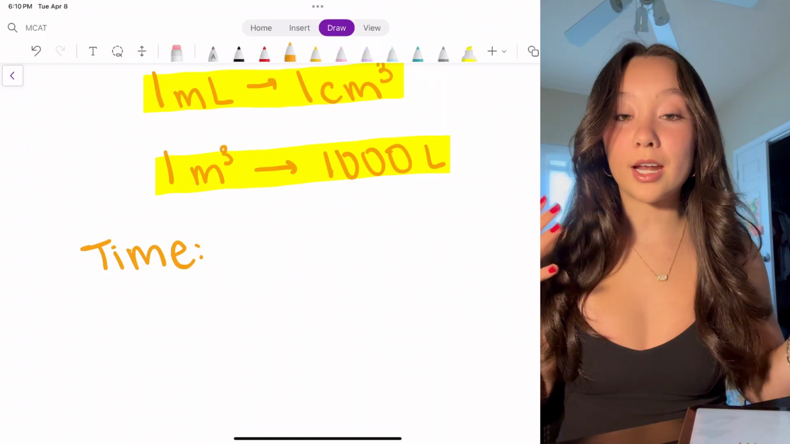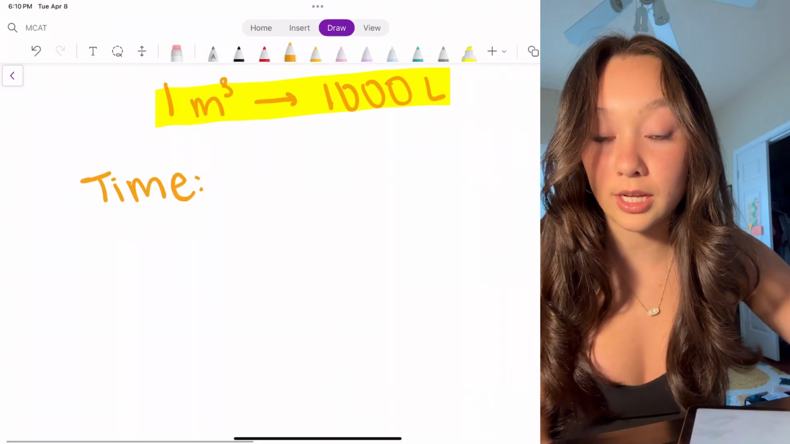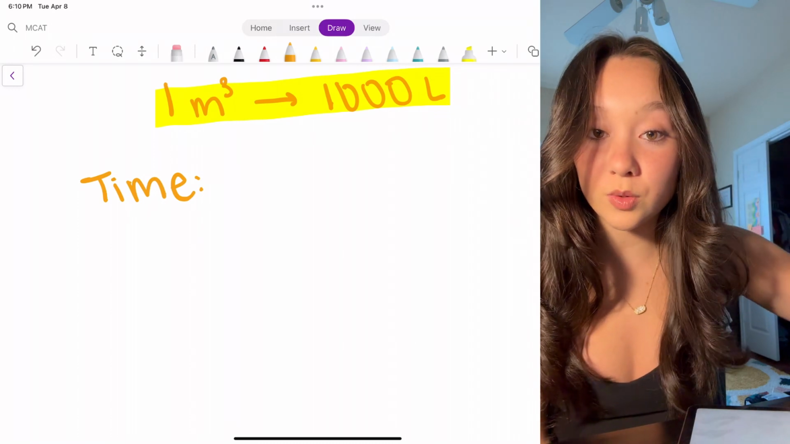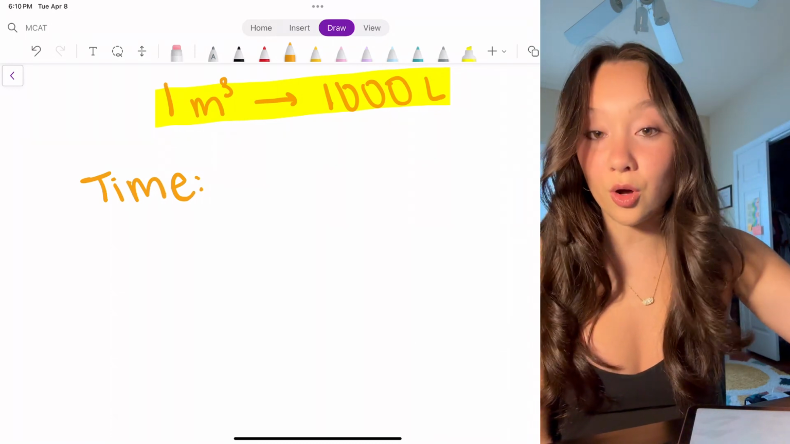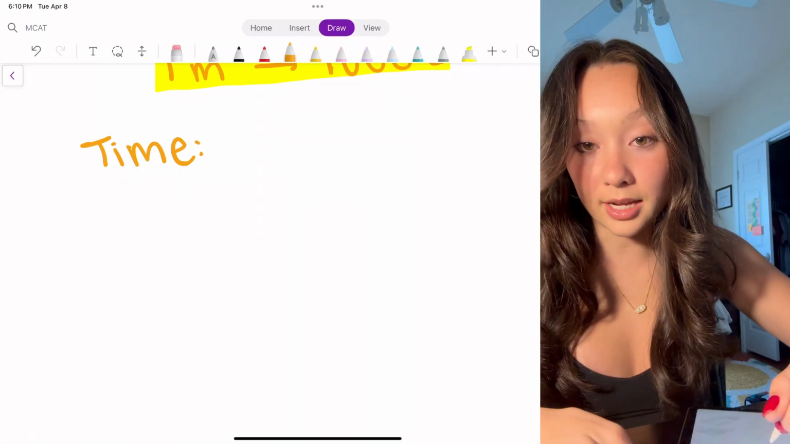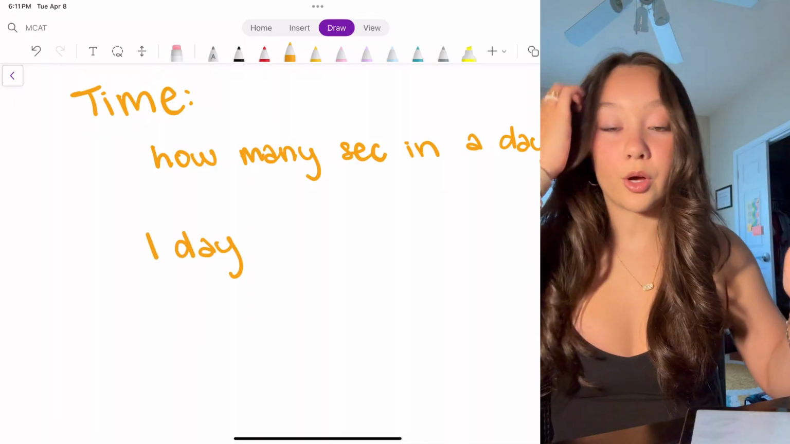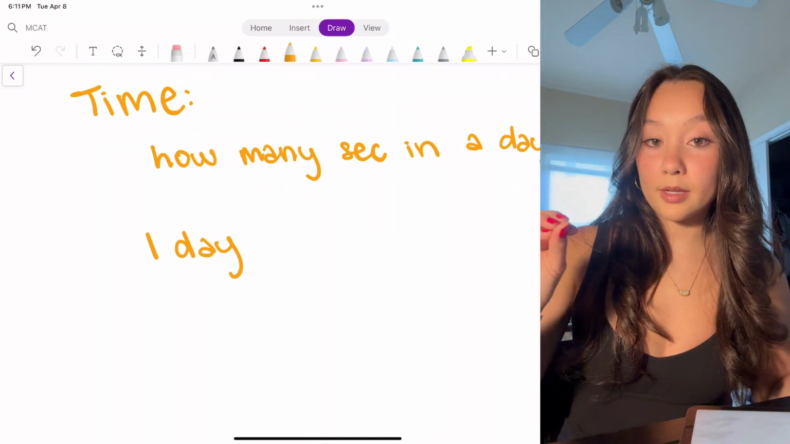All right. Okay, now for time, we're going to go over an example of dimensional analysis, how you would change from one unit to another unit. So our goal, I'll write down, is say, we're going to try to find how many seconds are in a day. All right, so let's start off with 1 day. So the goal is to get from 1 day to seconds.